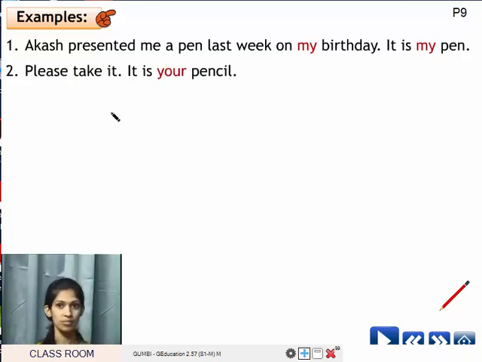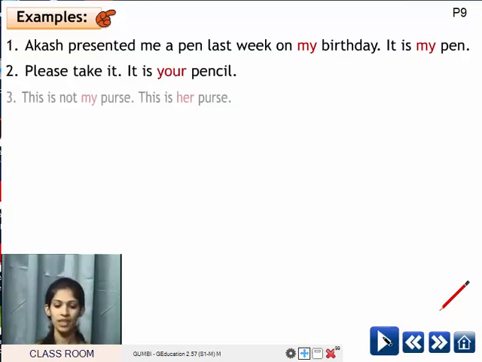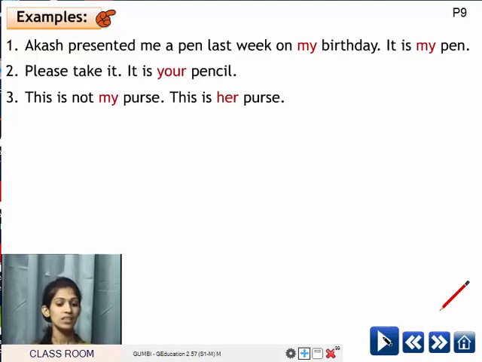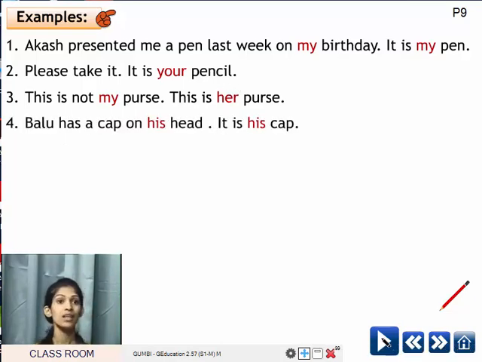First example: Akash presented me a pen last week on my birthday. It is my pen. So here my and my are determiners. Next example: please take it, it's your pencil. So here your is the determiner.